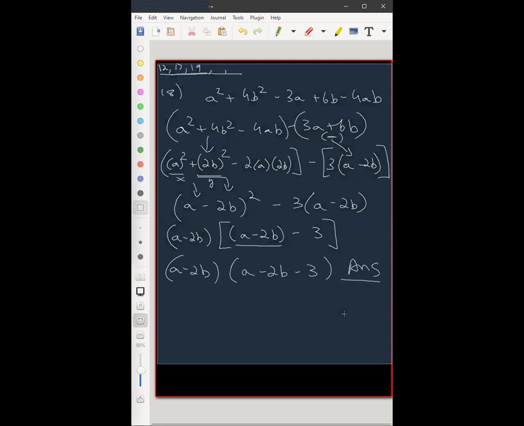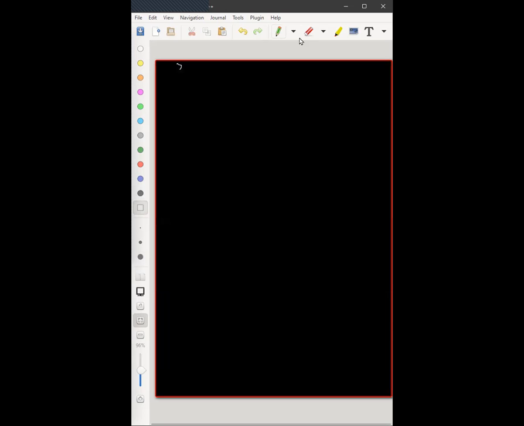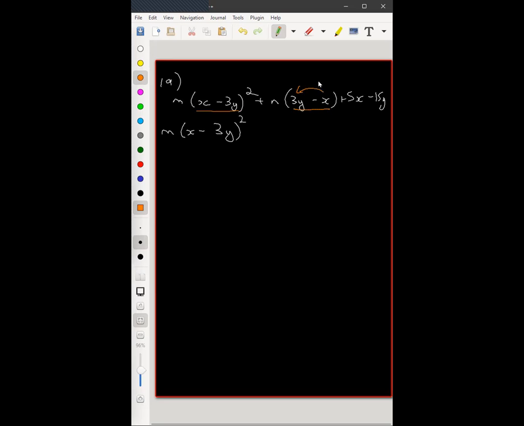And last is the 19th. I think you should be able to do this now. m into x minus 3y, the whole thing squared, plus n into 3y minus x, plus 5x minus 15y. Tell me now, what do we do? Why would you want to multiply m by x? Can't you see that we have x minus 3y here and 3y minus x here? So I just basically have to switch them.